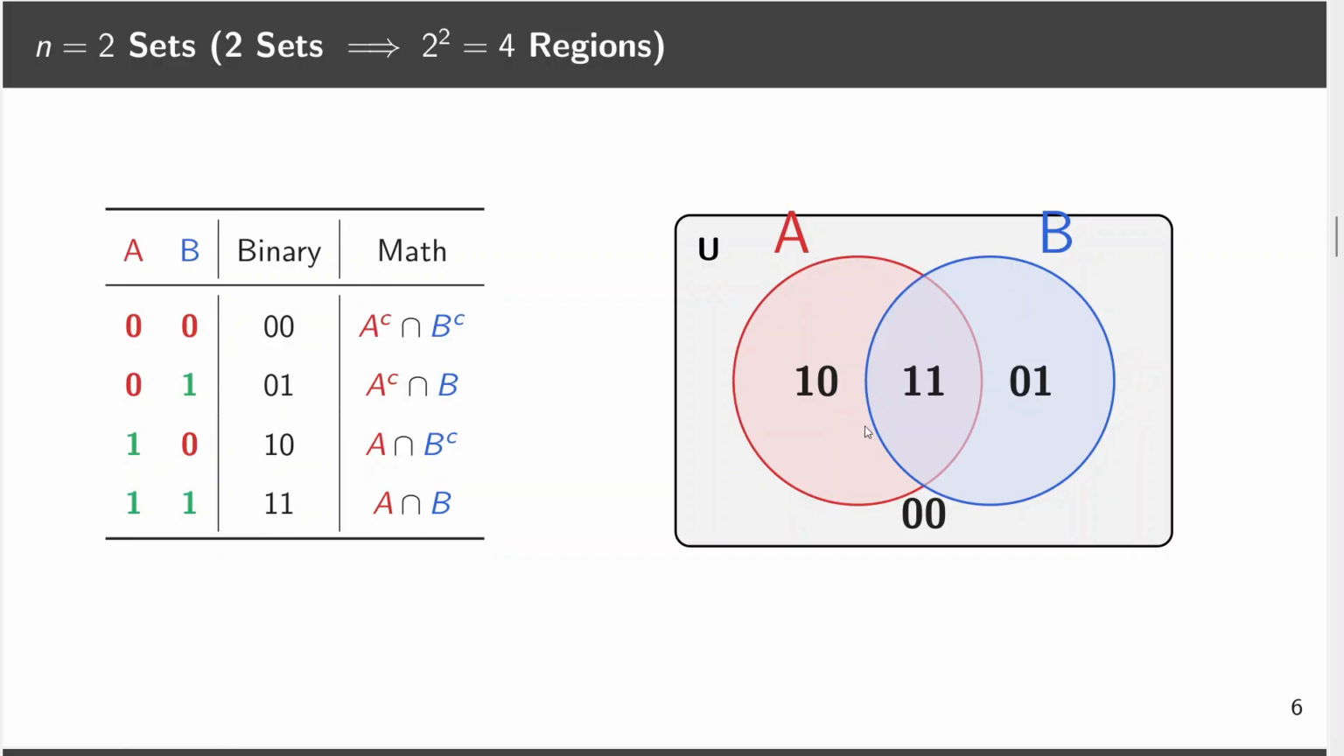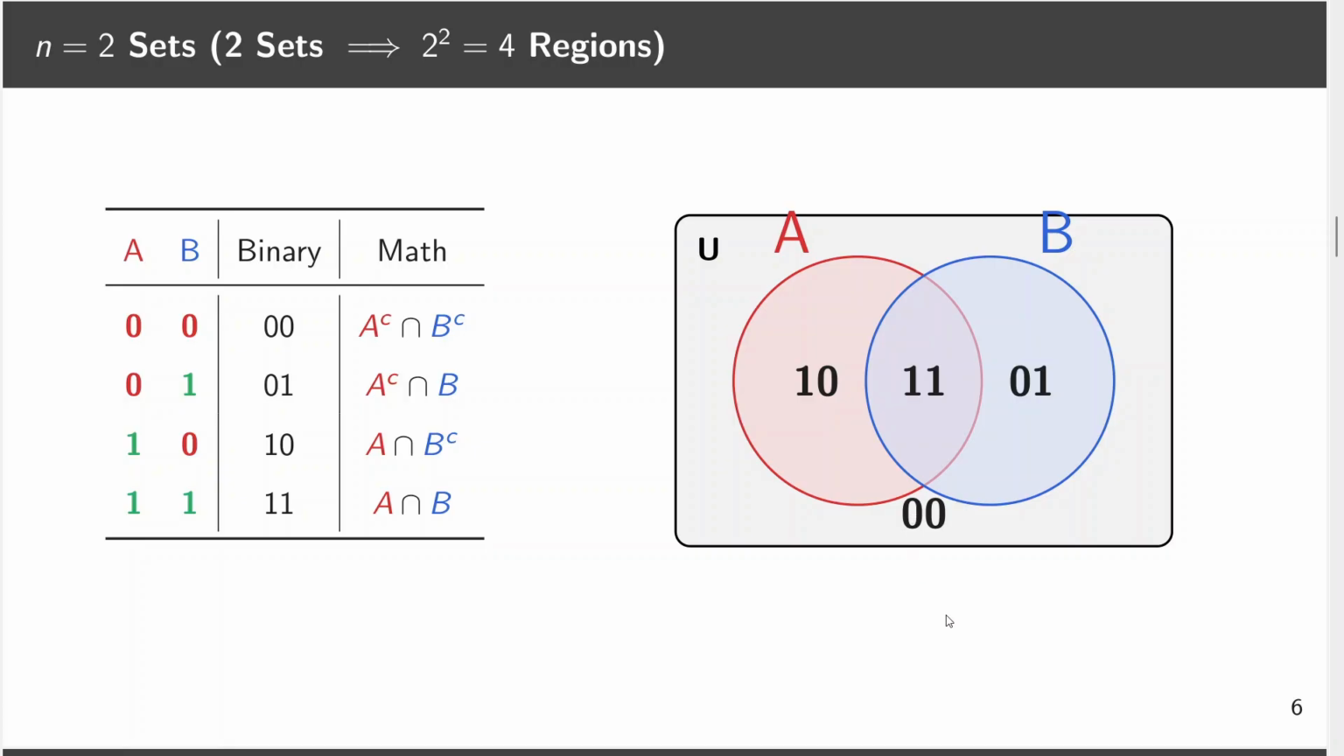The region that belongs only to the left circle, inside A but outside B, that's the 1, 0 region. The region in the middle where the two circles overlap, inside both A and B, that's the 1, 1 region. The region that belongs only to the right circle, inside B but outside A, that's the 0, 1 region. And the region inside the rectangle but outside both circles entirely, outside A and outside B, that's the 0, 0 region. 4 regions. Every possible combination accounted for. The diagram is complete and valid.